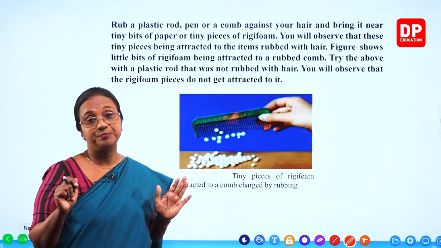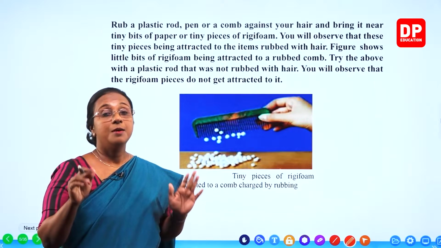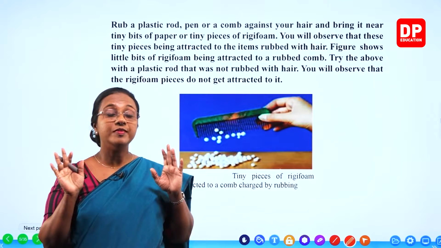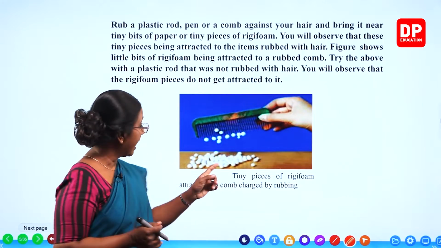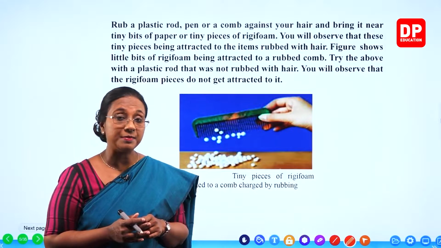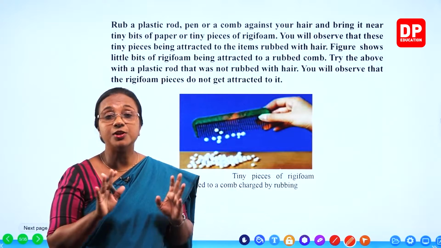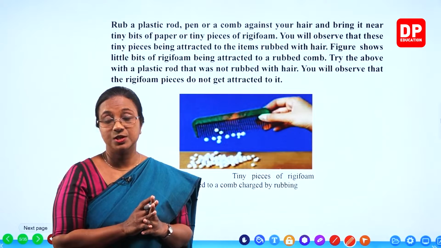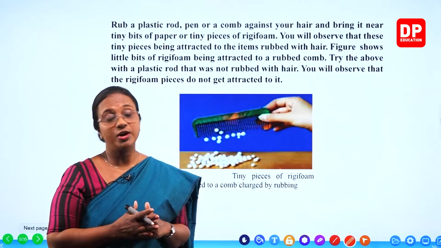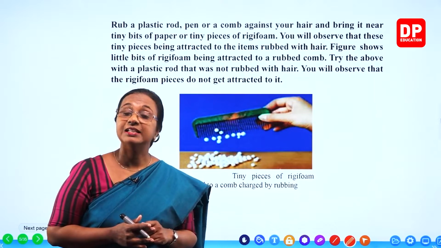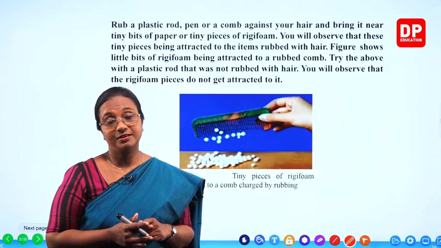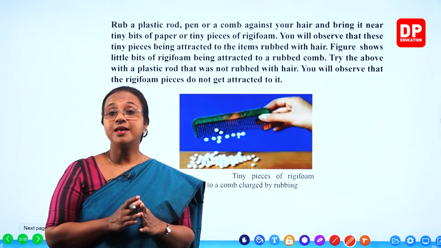with your hair. But if you just take a comb without rubbing with your hair and hold it near tiny pieces of paper or tiny pieces of Regiform, nothing will happen. It will not attract those tiny pieces. Only after rubbing with your hair, you will see that the particles get attracted. So here also the same thing.